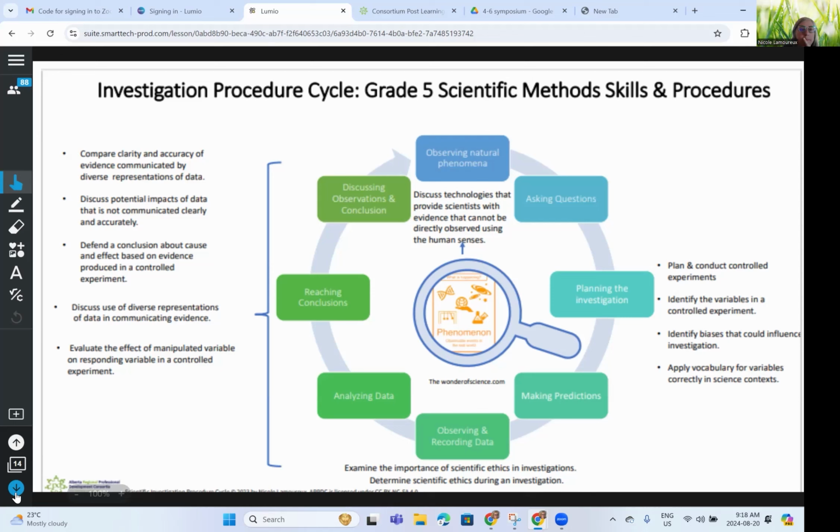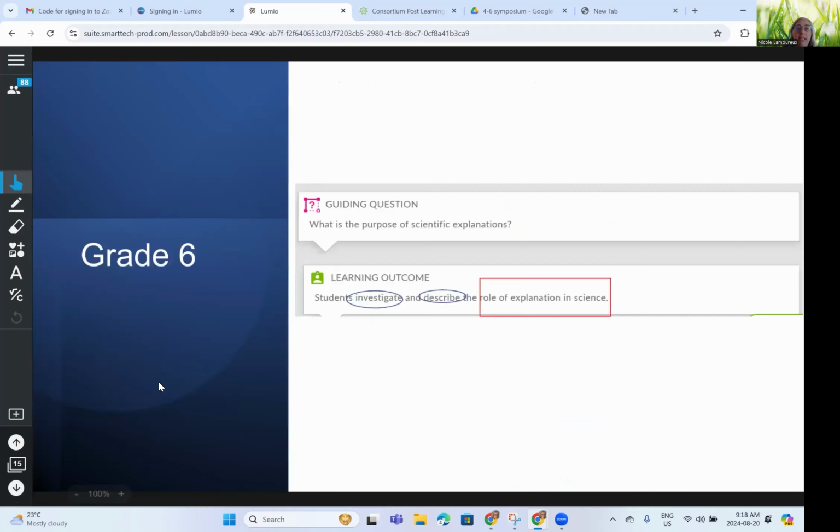Okay. If it's cut off, drag the skill in a little bit more and it might help you with the reading it. We're going to move on to grade 6 now. Okay, so now grade 6 is learning outcome states: students investigate and describe the role of explanation in science.